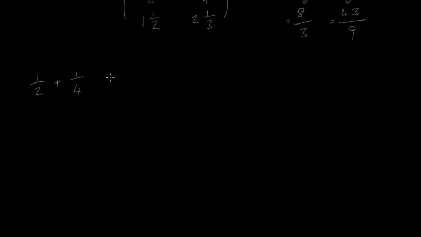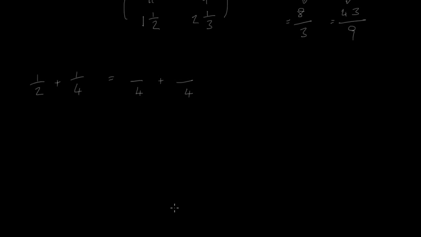Now, what you've got to do here is take the denominators and turn them into the same number. The way you do that is you look for a number that both of these numbers will divide into. So if you take 2 and 4, a number that they'll both divide into is 4.